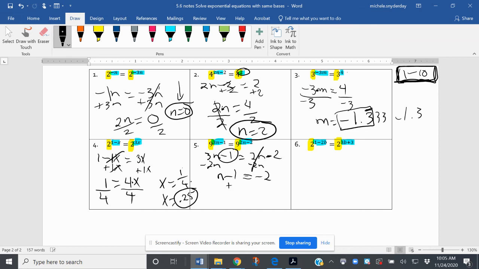So we will add 1 on both sides. That goes away. Negative 2 plus 1 is a negative 1, so your answer on Canvas would be a negative 1.